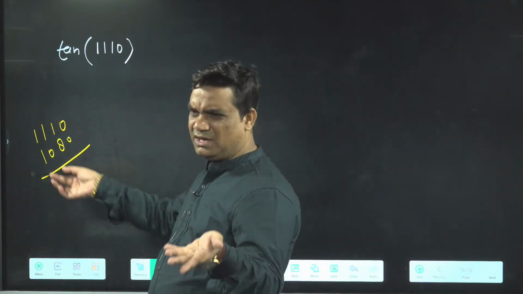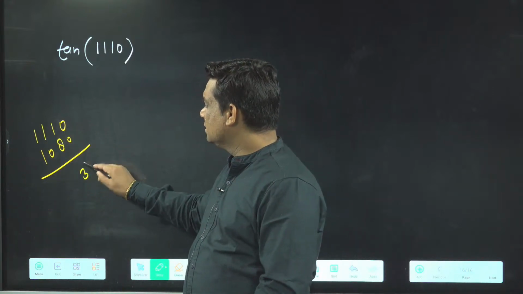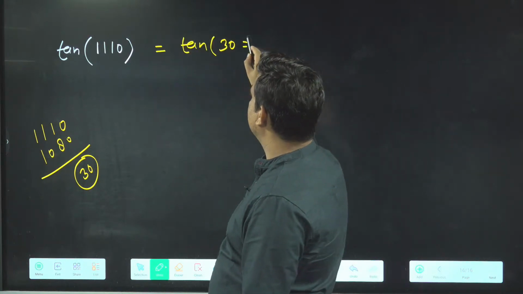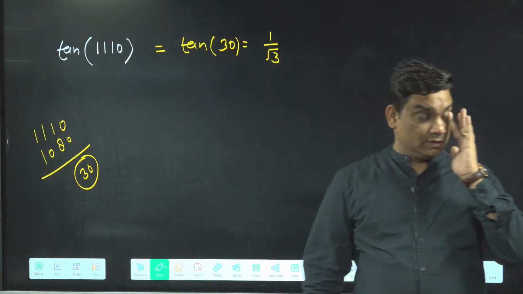So directly, why write 3 times? I can directly subtract and I will get the answer here as 30. So we can say this is cos 1030, and that is nothing but 1 by root 3.